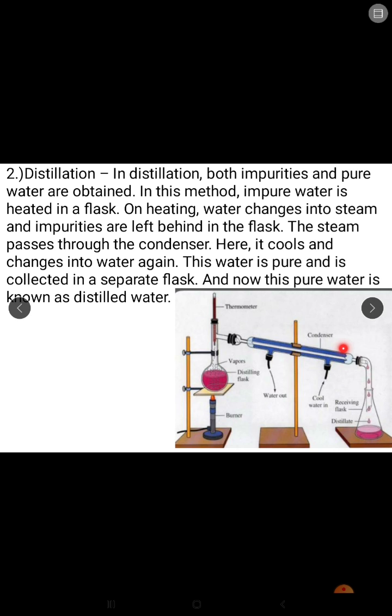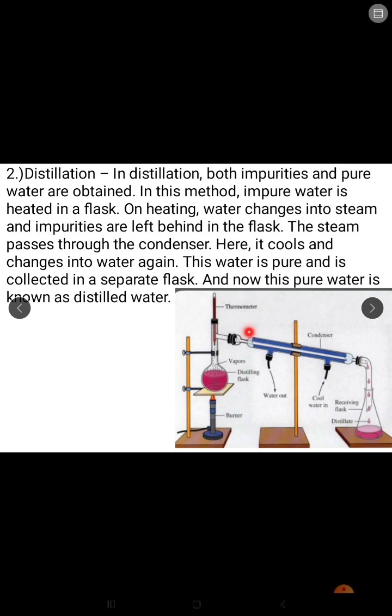This water is pure and is collected in a separate flask. Now this pure water is known as distilled water. So water which is collected here is known as distilled water. Understood? What happened here? Water is heated and water changes into water vapor.